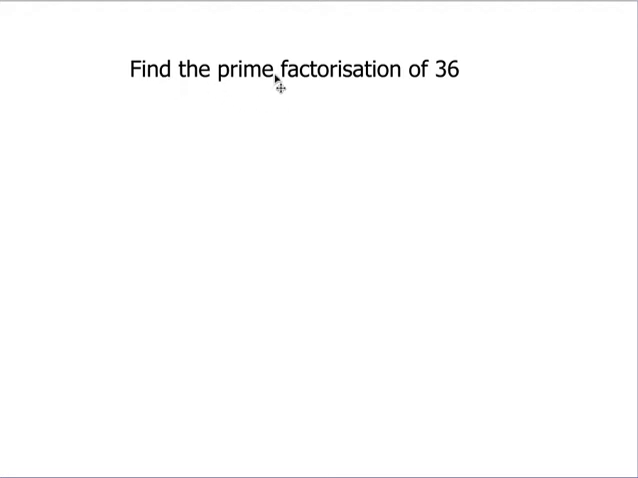Right, we're going to find the prime factorisation of 36. Now that might also be called find the product of prime factors. And product in maths always means multiply. So what I'm doing here is finding a set of prime numbers that I can multiply together to give me 36, and there's only one possible set of prime numbers that will multiply together to give me 36. And we'll do this using a factor tree.